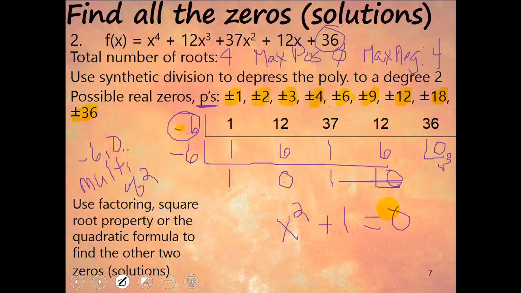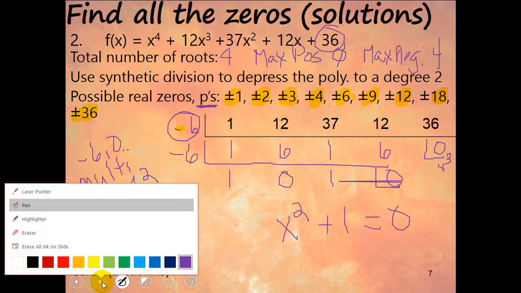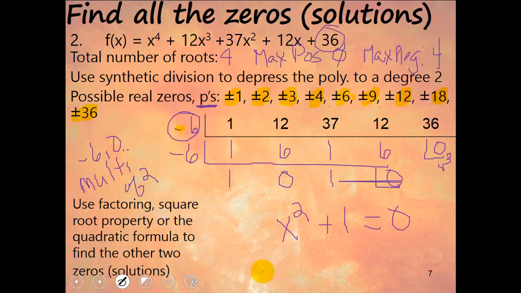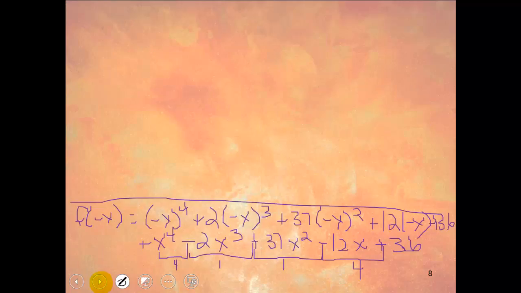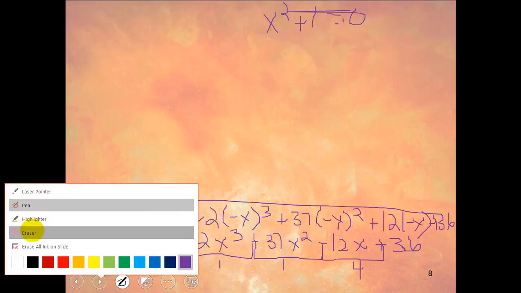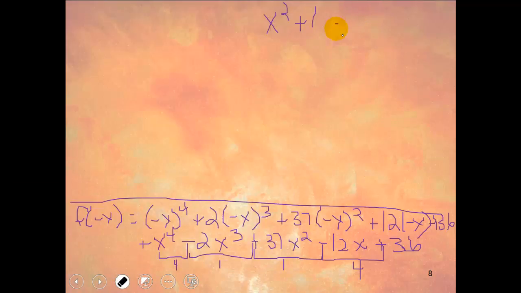Now I'm going to move to the next slide, just so I have more room to work. And I have x squared plus 1 equals 0. Now I could use the quadratic formula, but I'm going to use the square root property because I only have 2 terms. It works the same.